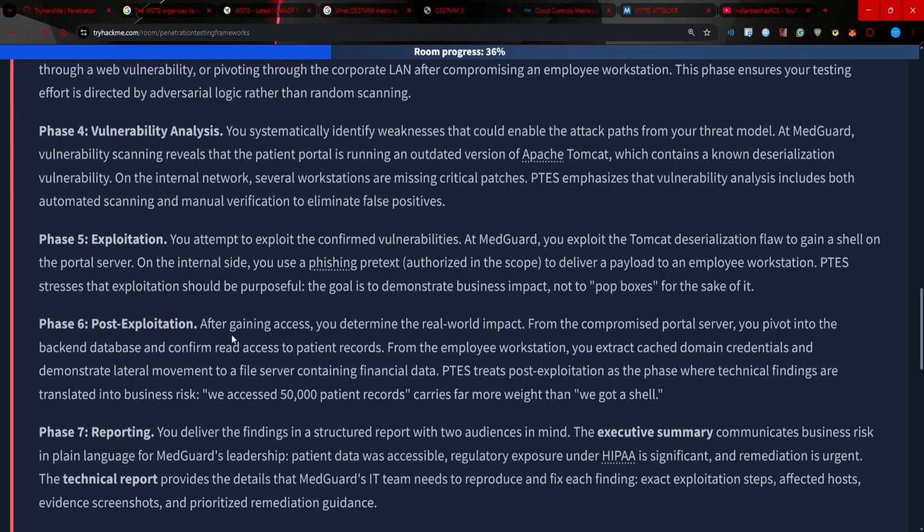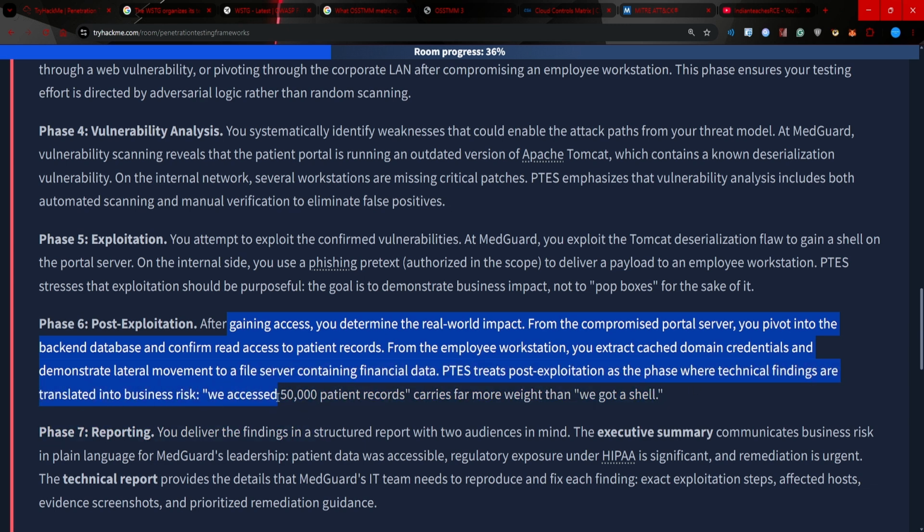Phase 6, post-exploitation. After getting access, you determine the real-world impact. From the compromised portal server, you pivot into the backend database and confirm read access to patient records from the employee workstation. You extract cached domain credentials and demonstrate lateral movement to a file server containing financial data. PTES treats post-exploitation as a phase where technical findings are translated into business risk.